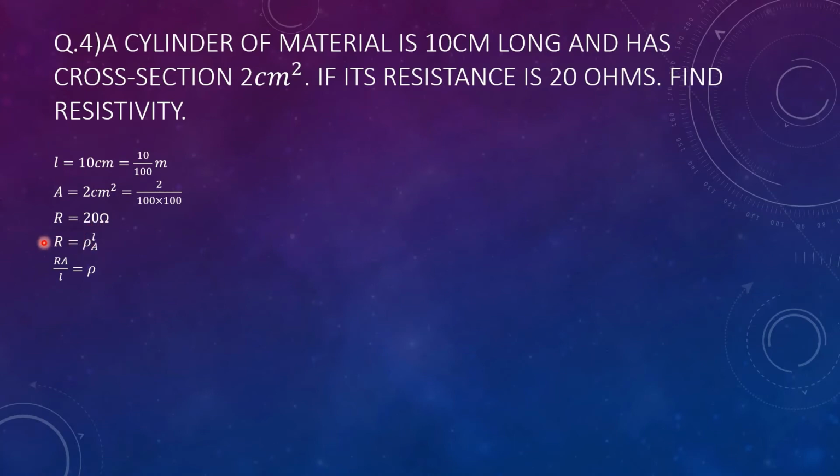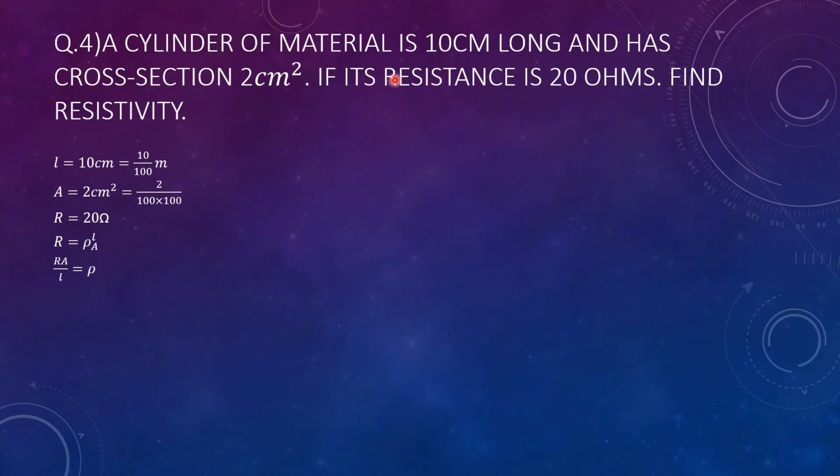We know that when terms are shifted from one side to another side, its sign will change. Plus becomes minus, minus becomes plus, multiplication will change to division, division will change to multiplication. R as it is, L upon A becomes A upon L. What we have to find? Resistivity. So resistivity will remain on one side and all other terms will be transferred to the other side.